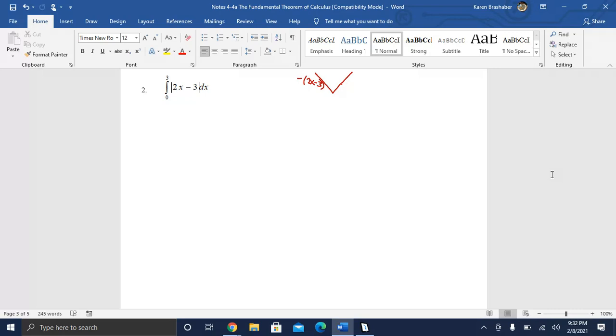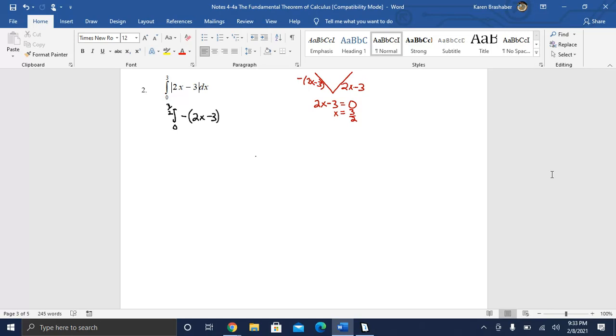So what we'll do is find the vertex of this absolute value. And so we'll set 2x minus 3 equal to 0. And solving that, we get x equals 3/2. And that's going to let us then separate this. We'll go from, on our integral, 0 to the vertex x, 3/2. And this would be the negative branch of the absolute value.